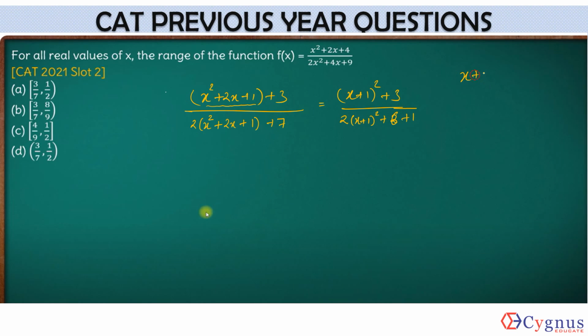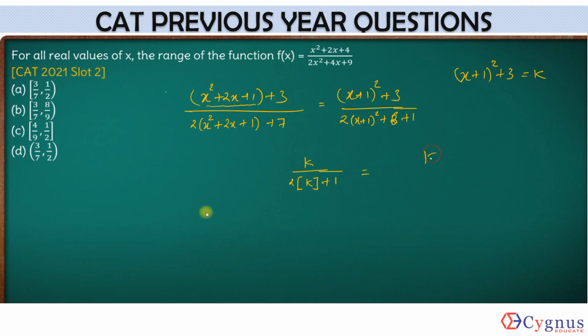Now, if we assume that x plus 1 whole square plus 3 is equal to k. In that case, the numerator becomes how much? k. Denominator, if you look at this 2 common, we'll be left with what? k plus 1, k square, x plus 1 whole square plus 3. That means effectively it will be equal to k by 2k plus 1. Now, this is your value. We're looking for what? Minimum and maximum of this value.